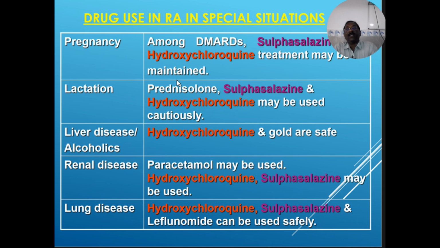So in pregnancy, lactation, liver disease, renal disease, lung disease, the drug which is very much contraindicated is methotrexate. Whereas in lung disease, you can use leflunomide in place of methotrexate. Whereas in all other conditions, leflunomide is also not needed. So in renal, hepatic, pregnancy and lactation, methotrexate and leflunomide are contraindicated. Other drugs you can use, including the steroids.